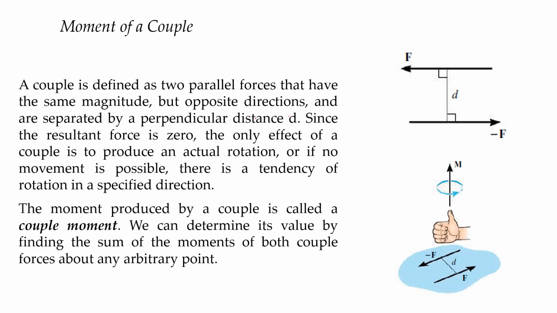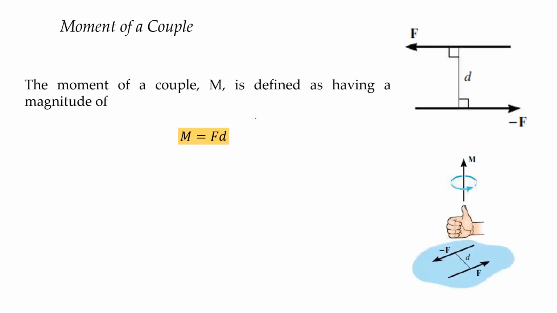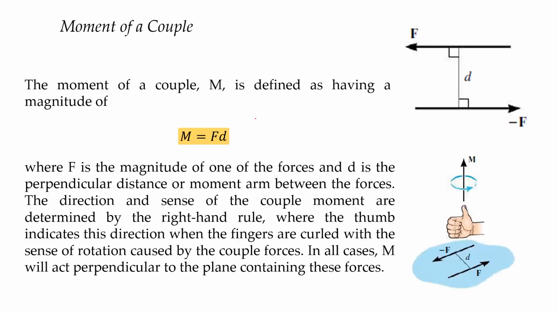Now, the moment produced by a couple is called a couple moment, and we can determine its value by finding the sum of the moments of both couple forces about any arbitrary point. Okay, so again, examples will be provided. So the moment of a couple M is defined as having a magnitude of M is equal to FD. We will just have to use one force times its perpendicular distance.